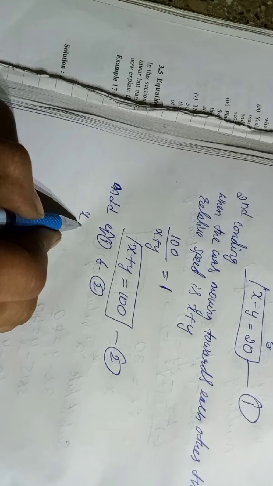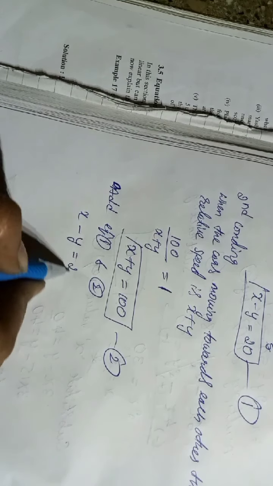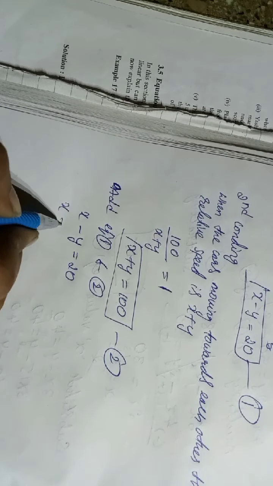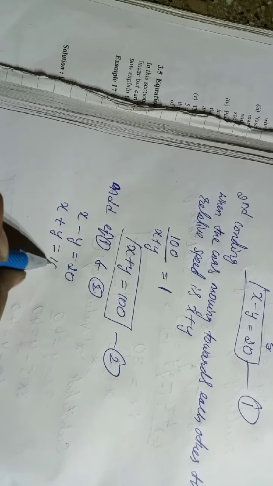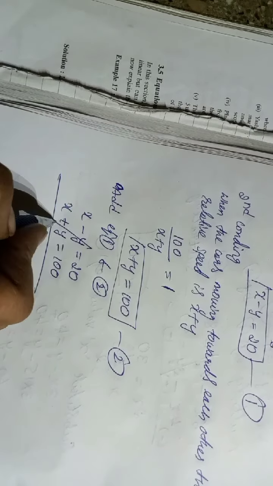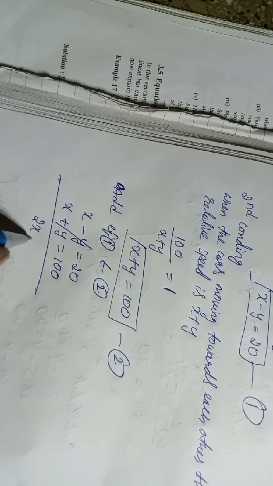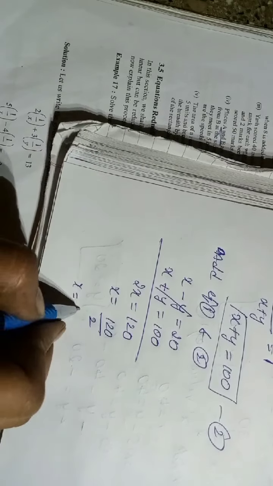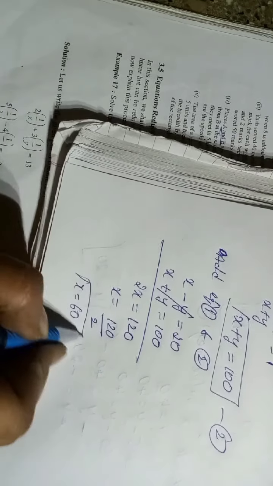So x minus y is equal to 20. Next one, x plus y is equal to 100. So adding, see, these two will get cancelled. So 2x is equal to 120. So x is equal to 120 divided by 2. What do you get as the x value here? x is equal to 60. Once the x value is found, you can substitute and calculate now.